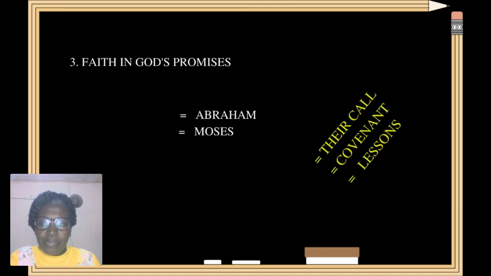Now, next, we look at the other thing that we are supposed to learn. It's faith in God's promises. In this particular section, we deal with two people, Abraham and Moses. We'll look at their call. The description of both of their calls is given in the Bible. And also, as a student, you're expected to have understood it or even to know and describe it as it is written in the Bible.